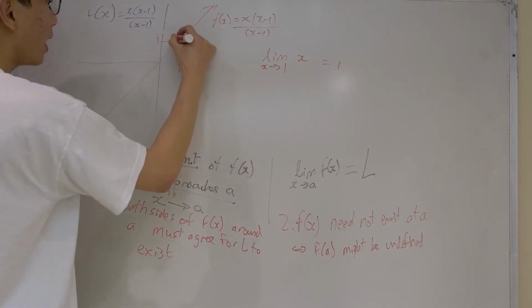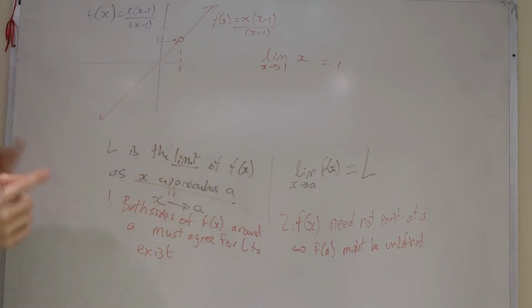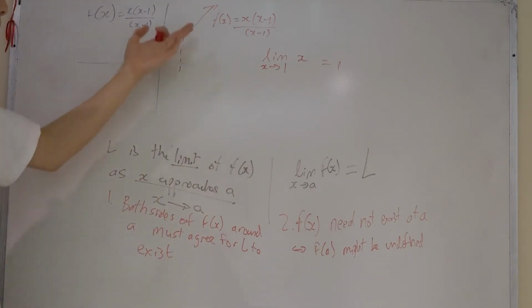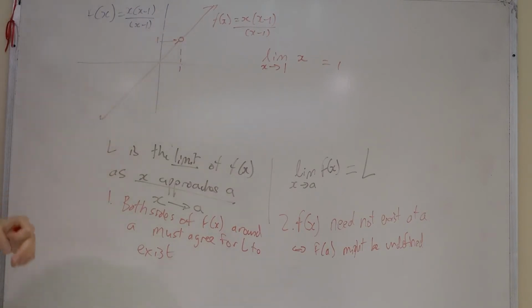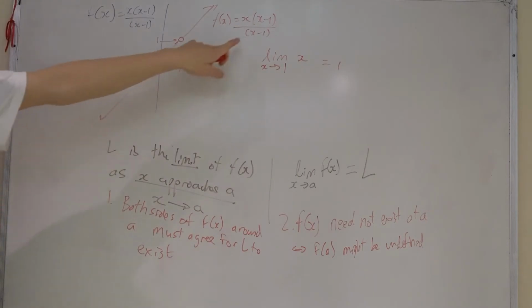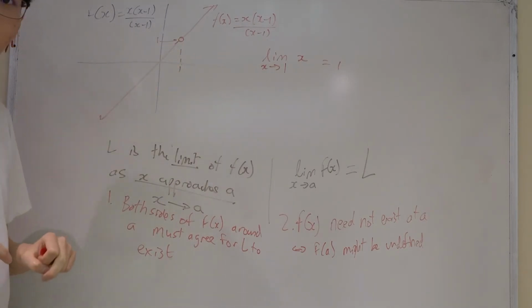It's that at x equals 1, the function does not exist. The rest of the function looks like x, and maybe you could see that if you just cross out the x minus 1 and the x minus 1, but at 1, the function doesn't exist. There's like a little hole.